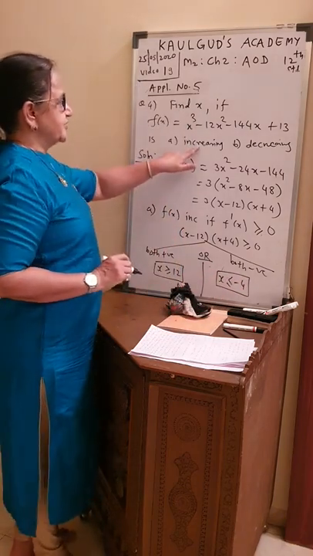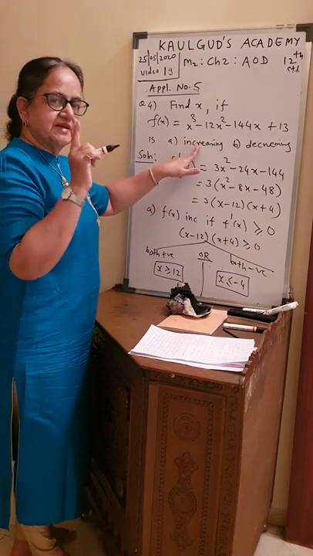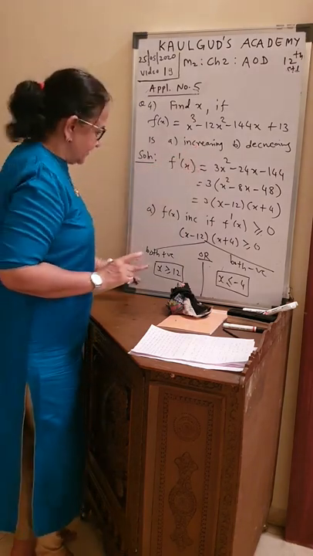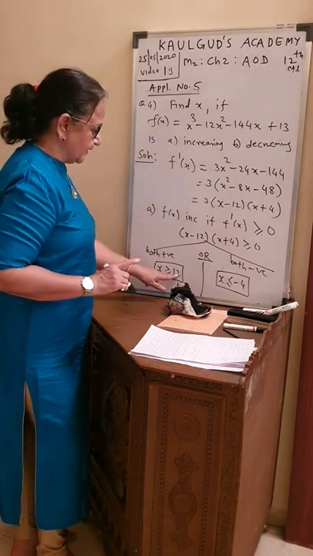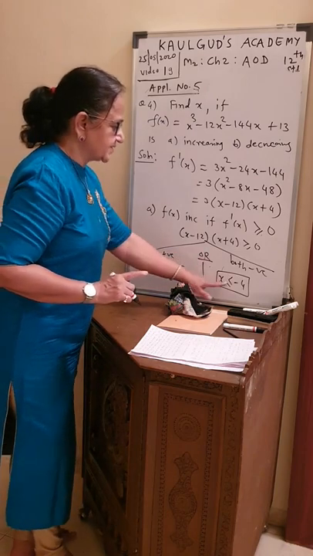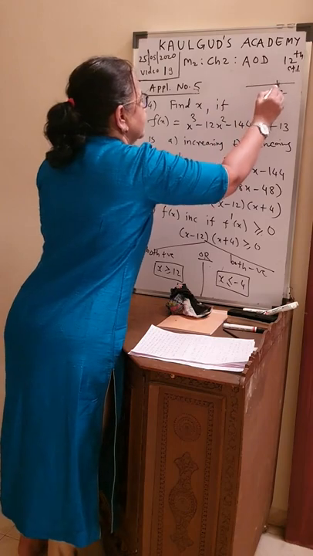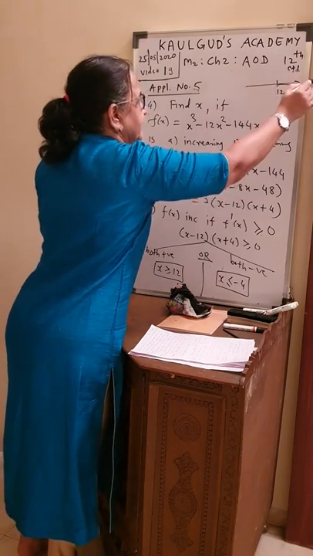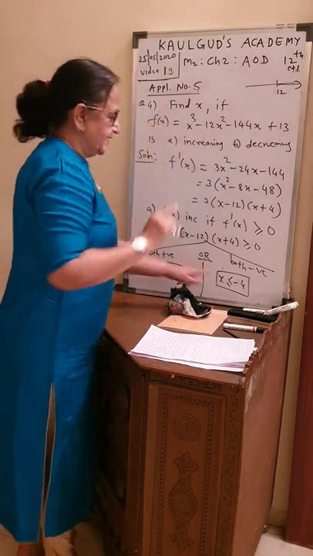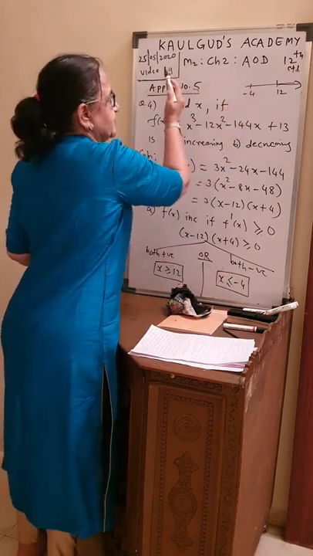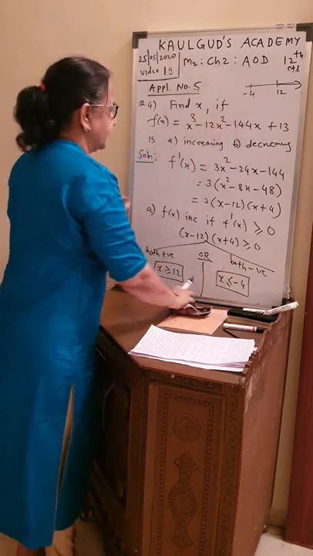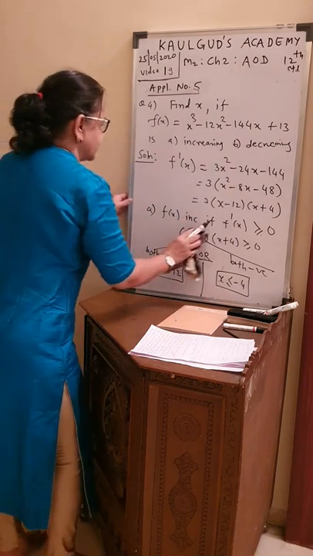So your answer to the first part, f of x is increasing if either x greater than or equal to 12 or x less than or equal to minus 4. So how is the union? 12 onwards, so 12 to infinity, or means union, less than minus 4, so minus infinity to minus 4, union. Okay. So this was for increasing.